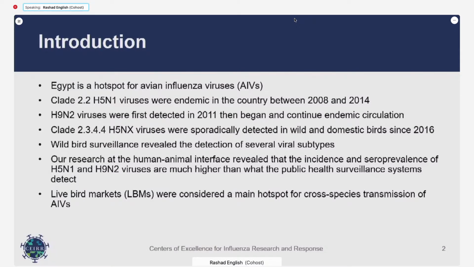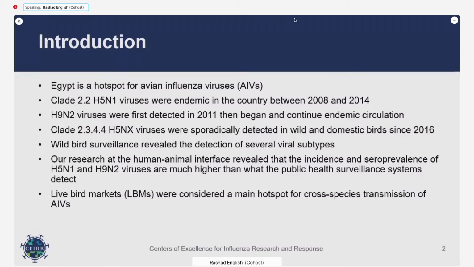So our surveillance focuses not only on the domestic poultry, but we also do some studies within the wild bird populations. And in there, like any other place, we see a wider diversity and variety of avian influenza viruses, and we detect several subtypes.